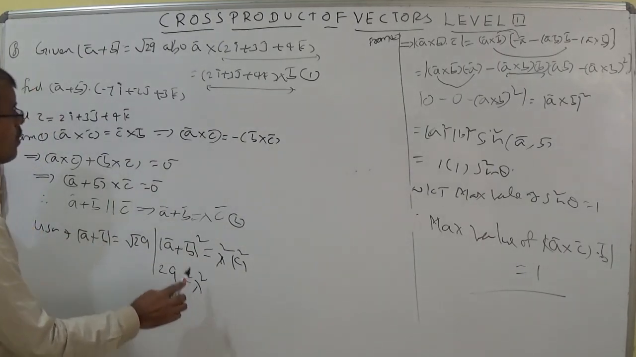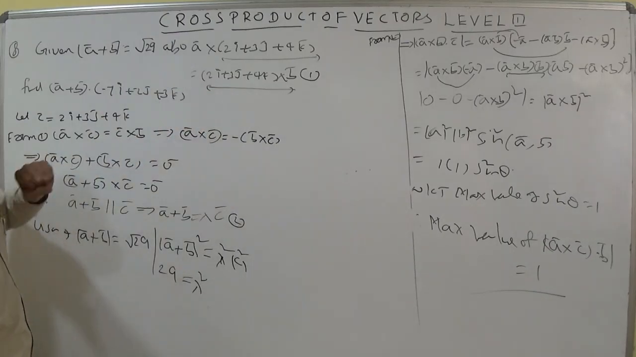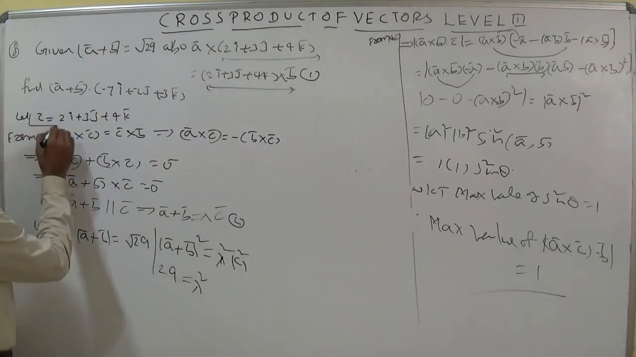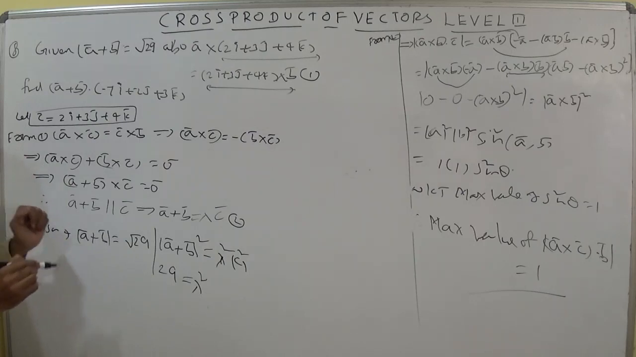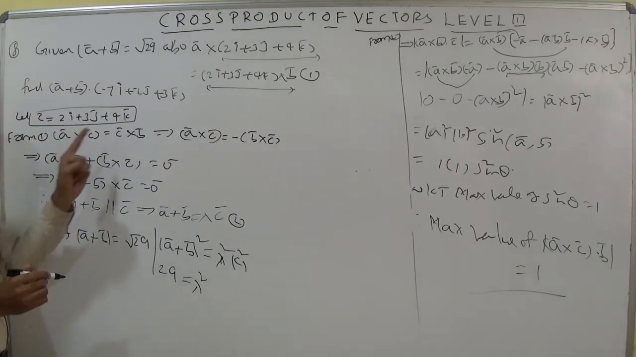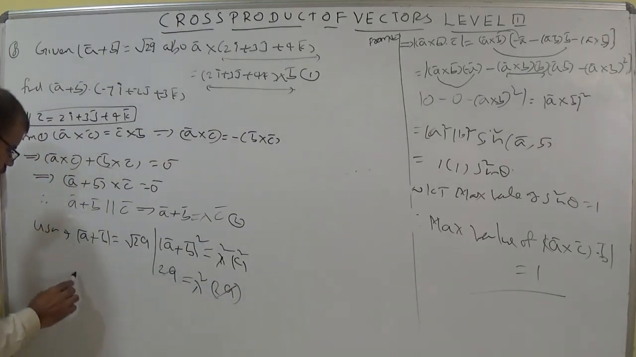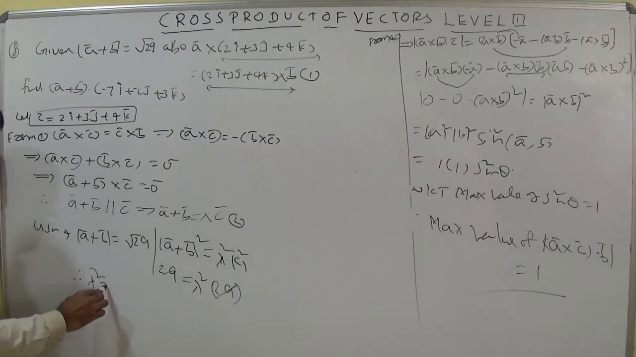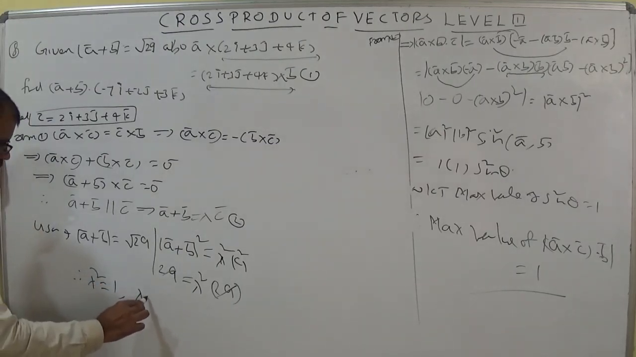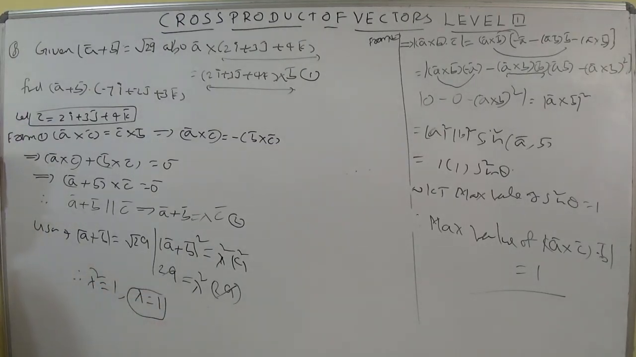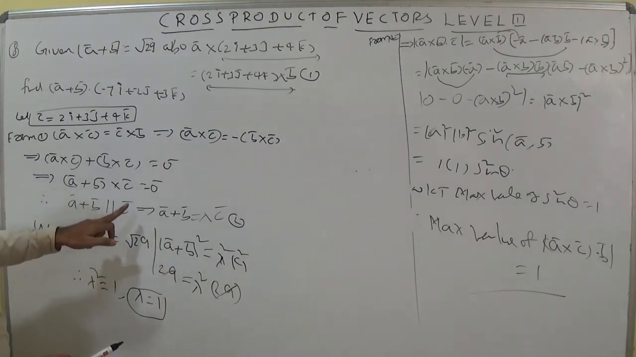Lambda square into whatever the value of C bar we thought here. Here I had written C bar is equal to 2i plus 3j plus 4k. So count the magnitude: 4 plus 9, 13, plus 16, it is equal to 29. So 29 and 29 will cancel. Then we got lambda square equal to 1, and we conclude that lambda is equal to 1. So we got the scalar lambda equal to 1, where we have taken A plus B parallel to C.